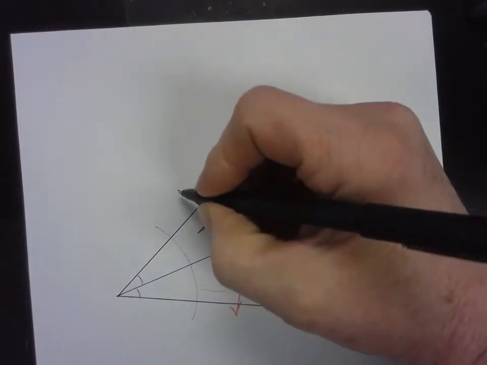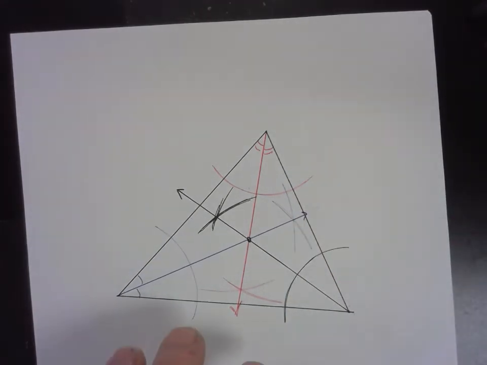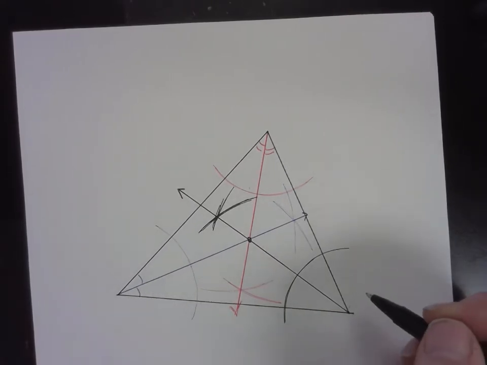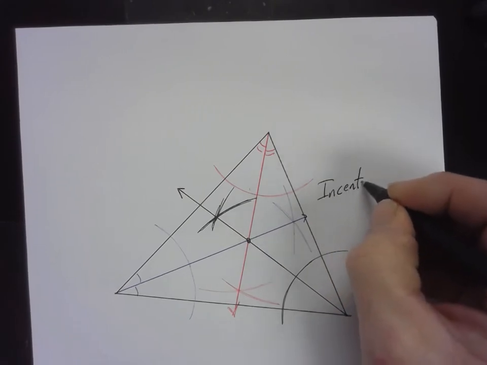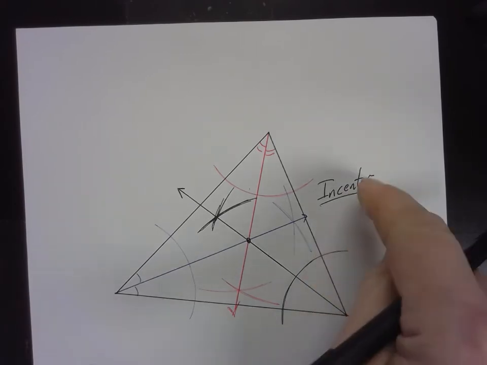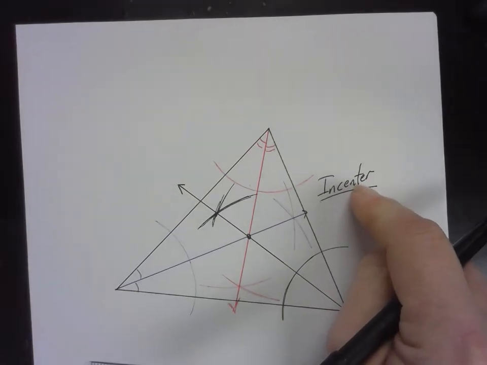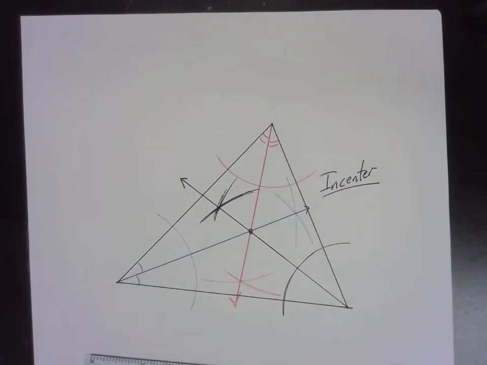So I've got my point of concurrency. So this point is called the incenter. So the circumcenter, is it always inside the triangle? No, sometimes it's on the hypotenuse, sometimes it's outside. The incenter, guess where it always is? On the inside of the triangle, okay? It's always inside the triangle.